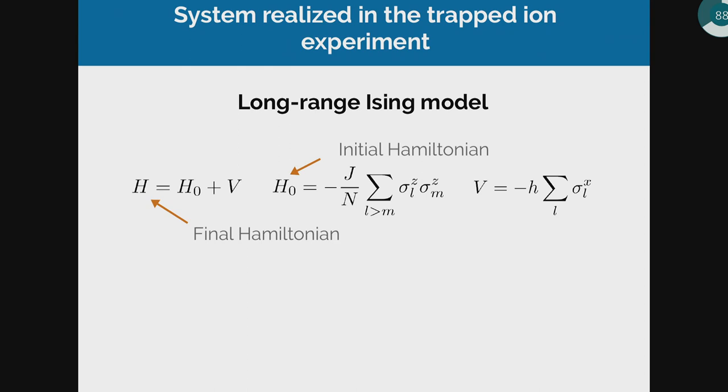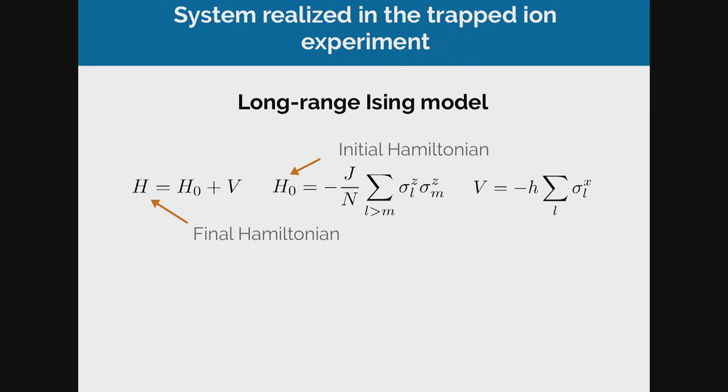So why do we want to study this along the lines of the experiment here? Because in the experiment, they realized some long-range Ising model, which has symmetry breaking in its ground state, at least when the transverse field is weak. So the full Hamiltonian they can implement in the experiment consists of two parts. H0 denotes our initial Hamiltonian, for which we prepare our ground state. And that H0 is some classical Ising model, but of infinite range type, meaning that you not only have an interaction between nearest neighboring spins, but also very distant spins interact with each other. It's some kind of mean field type Ising model.